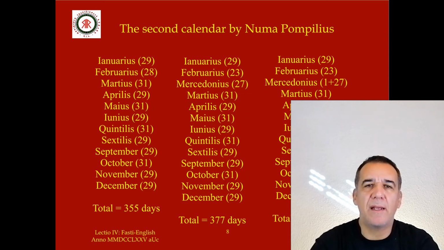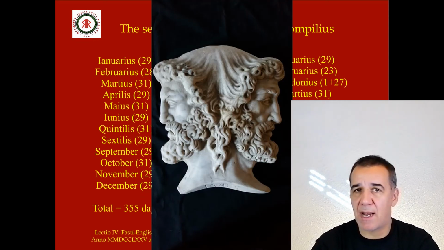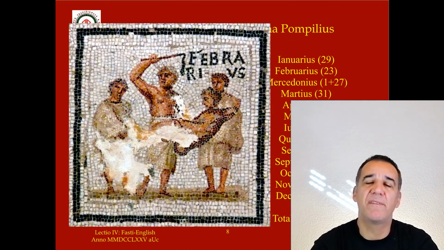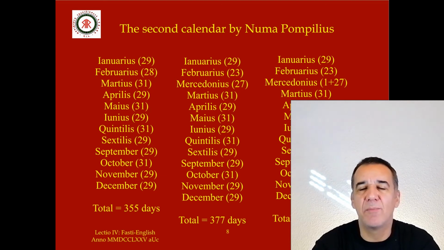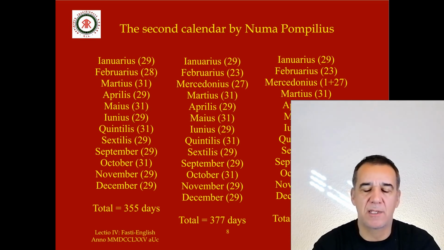Numa Pompilius then introduced 2 months, January, dedicated to the god Janus, that is the god of starting. And then February, dedicated to purification, Februa, and to the chthonic deities. Johannes Lydus explains that for the reason that this month is dedicated to chthonic deities, Numa Pompilius wanted to keep this month shorter with respect to the other months that were dedicated to the celestial gods.